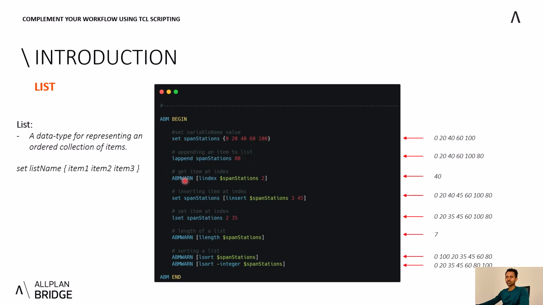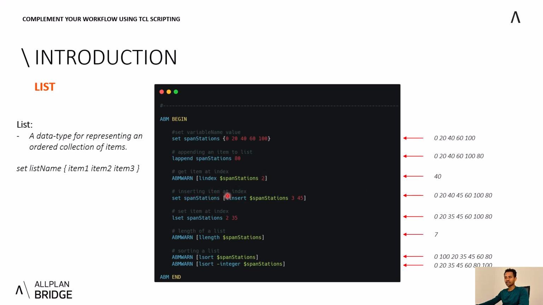And of course, you could also get a warning, ABM warn, into the logging window. So you can have the warning, basically the value which would be at index 2. Index 2 meaning if this is 0, 1, 2. So if you go here also 0, 1, 2. So this 40 will be displayed here if you say at index 2, display the value at index 2.